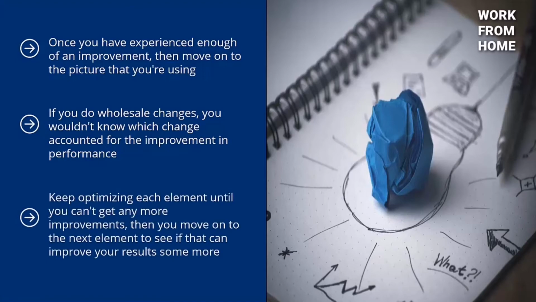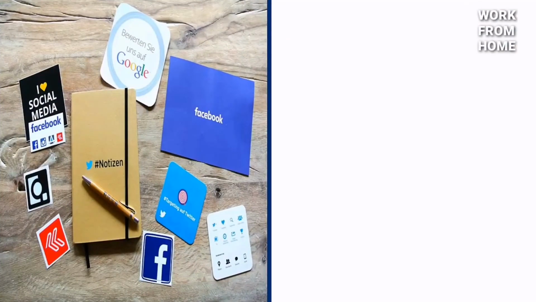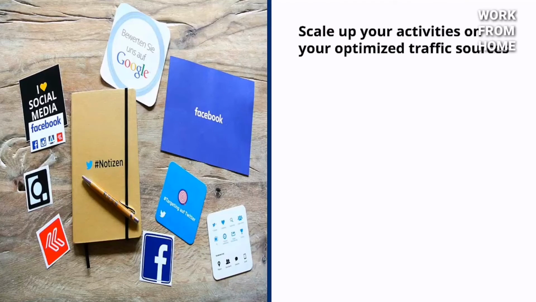Keep optimizing each element until you can't get any more improvements. Then you move on to the next element to see if that can improve your results some more. Eventually, you would reach a point where the whole ad or the whole traffic generation method is optimized. Scale up your activities on your optimized traffic sources. What follows are optimization strategies customized for the different traffic methods discussed in the previous videos.